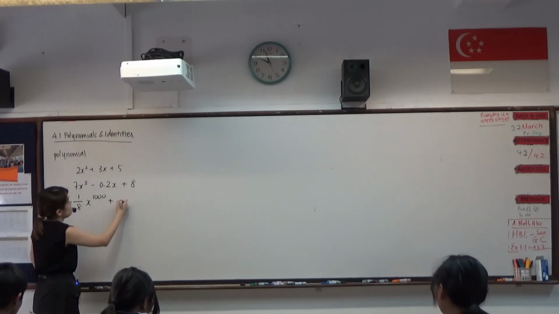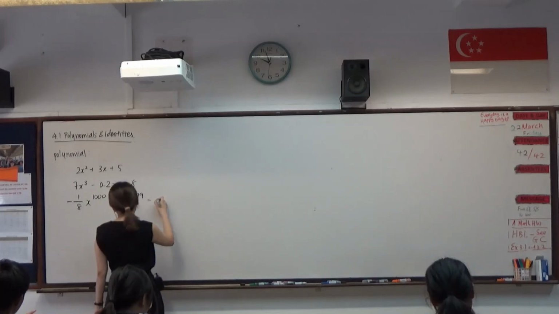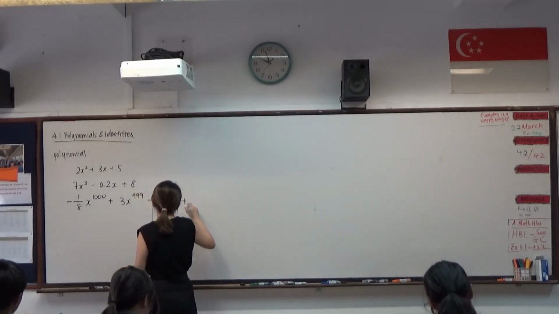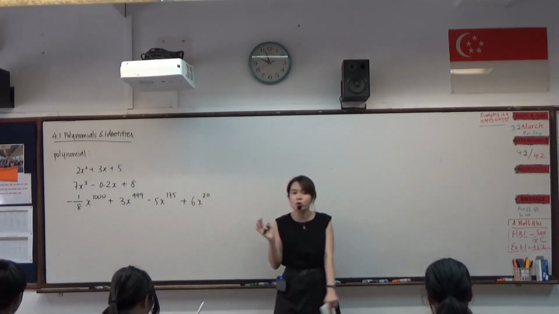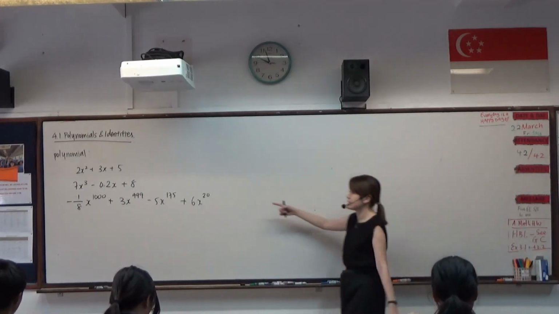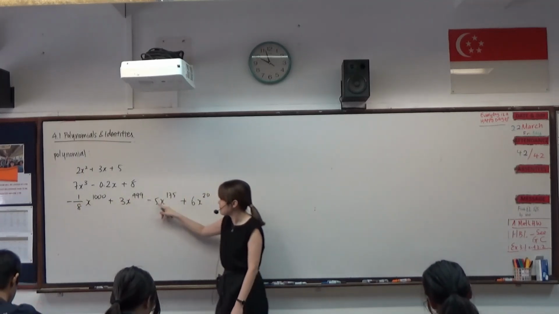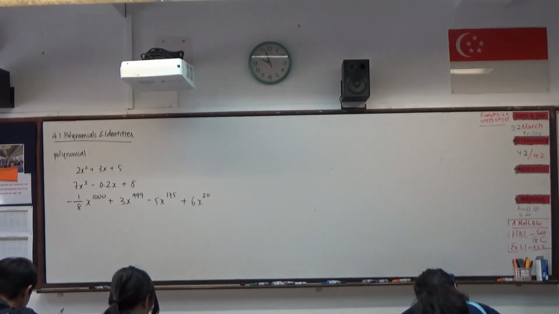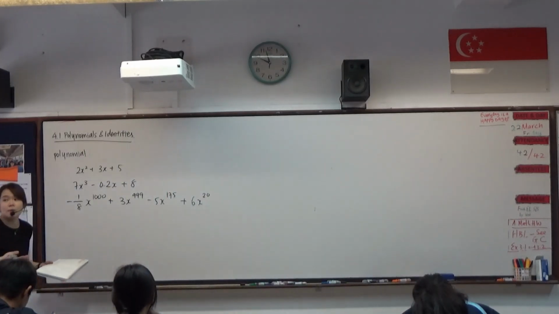Okay, plus maybe 3x to the power of 999 minus 5x to the power of 175 plus 6x to the power of 20. Okay, this is also a polynomial. So essentially a polynomial must have powers that are integer numbers. The coefficient itself, the number in front, need not be an integer. It can be a fraction, it can be a decimal. It just has to be a number. So these are what we call polynomials.